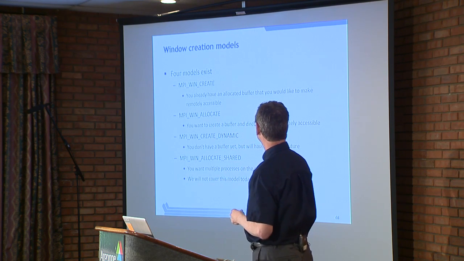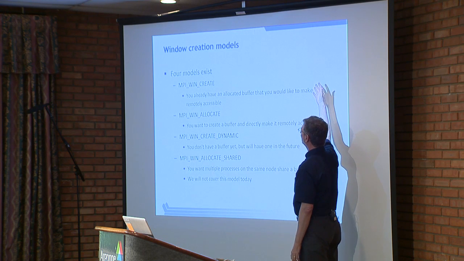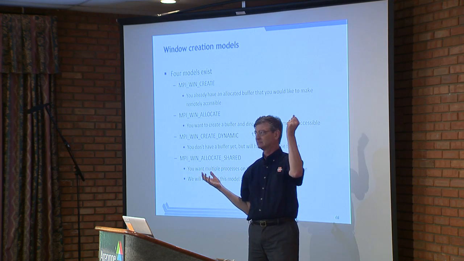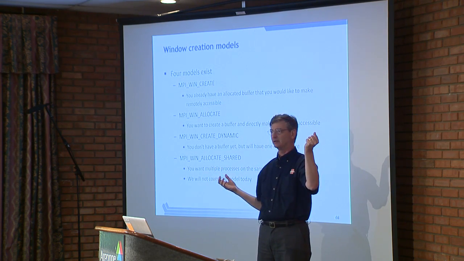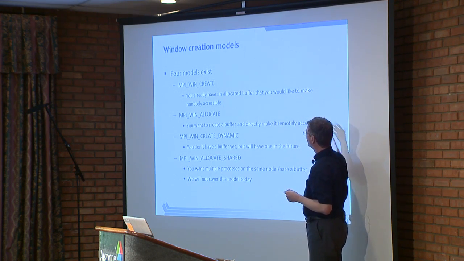As mentioned, the first model for creating a window is MPI Win create. Use this if you've got some memory that you want to expose. And this is collective. It's often better to use MPI Win allocate in new programs, because MPI Win allocate is essentially the same as MPI Win create, except that instead of you giving it the buffer, it gives you the buffer.